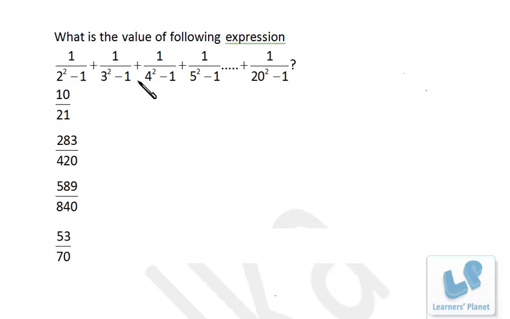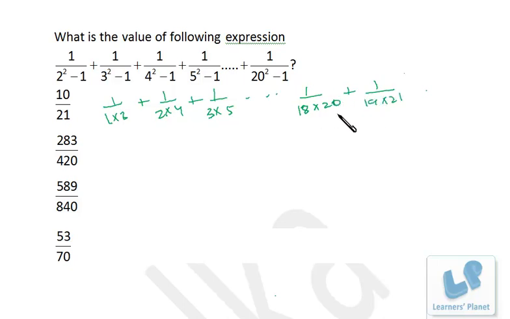1 upon 2 square minus 1, plus 1 upon 3 square minus 1, and the counting goes till 20 square minus 1. Now this is actually 1 upon (2 minus 1)(2 plus 1), right? So I can say it's 1 into 3, plus 1 upon 2 into 4, plus 3 into 5, and the counting goes till 19 square minus 1, that means 19 minus 1 and 19 plus 1. So 18 into 20, and then 20 minus 1 and 20 plus 1, right?